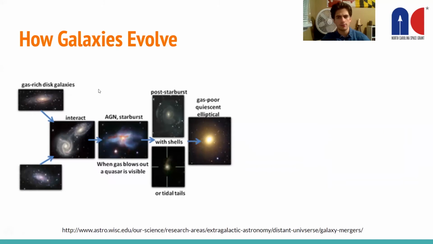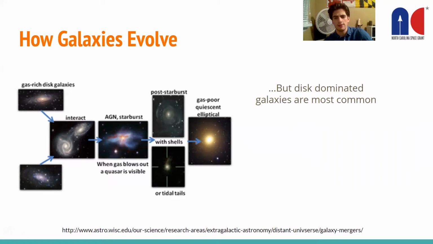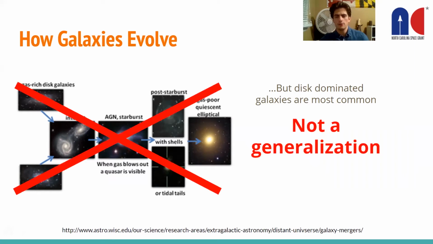You also might expect that this gas might be driven out or used up in a rapid burst of star formation. And this might lead to the galaxy looking more red. Therefore, we expect there to not be that many disk galaxies left over time. The problem is when we look at the sky, we actually see that disk-dominated galaxies are the most common type. So this idea, once you get to large enough timescales, can't actually be a generalization.